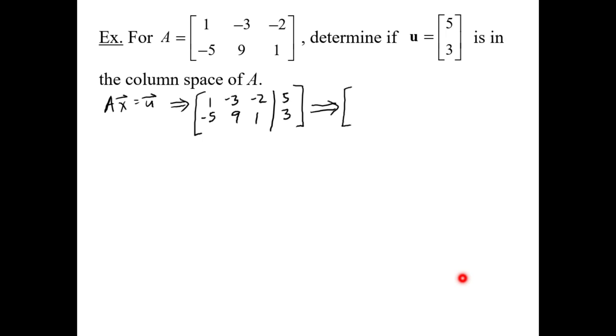If I leave the top row alone, and multiply the top row by 5 and add the bottom row, I get 0, -6, -9, 22. The numbers don't really matter. The important thing is it's consistent. The pivot point on the bottom row is not all the way to the right. There is a pivot point here and here. This is consistent.